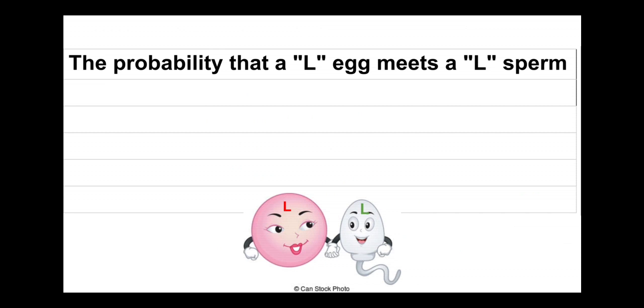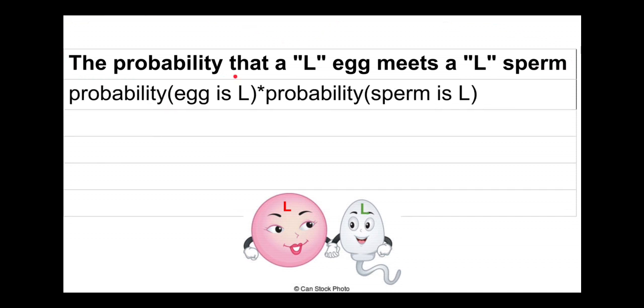So this is how we're going to work through the math. We're going to calculate out all the probabilities of different pairings of gametes meeting. We're going to start off with what's the probability of a homozygous dominant pairing occurring. That is the probability that a big L egg meets a big L sperm. Now this is equivalent to saying what's the probability that a big L sperm meets a big L egg. It doesn't matter how we say it, it's the same thing.